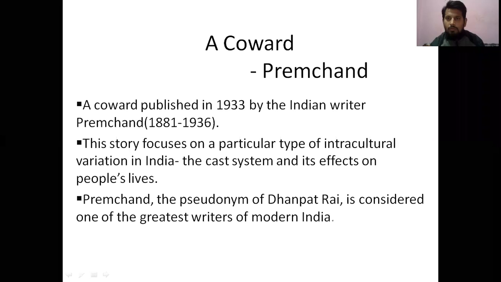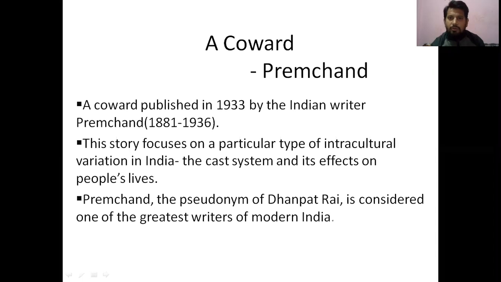So let's start with the story covered by Premchand. Well, students, this is the story covered by Premchand. This story was published in 1933 by the Indian writer Premchand, who was born in 1881 and died in 1936. This story focuses on a particular type of intracultural variation in India, the caste system and its effect on people's lives. What kind of effects the caste system has on people's lives is strongly presented in the story by Premchand. Premchand, the pseudonym of Dhanpat Rai, is considered one of the greatest writers of modern India.